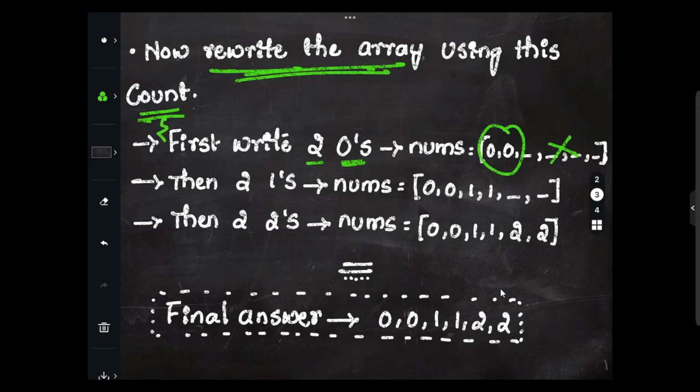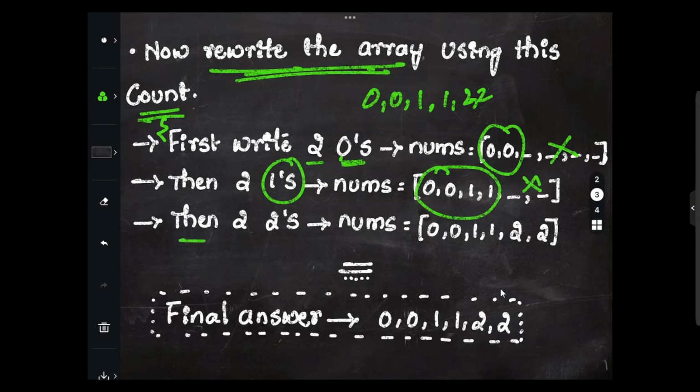So then after writing the two zeros, we will write the two ones, because in the question they have asked first we have to go with the zeros, then with the ones, and then with the twos, right? So here next we will go with the ones. So this will be 0 0 1 1, and the other two will be underscores, or nothing but blank.